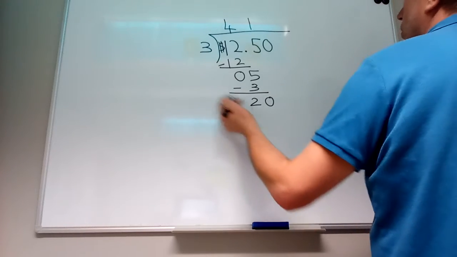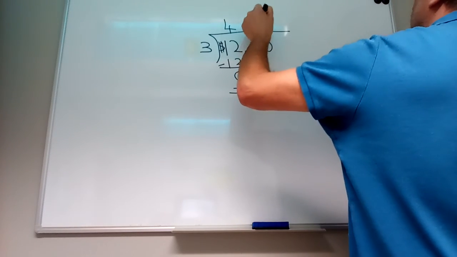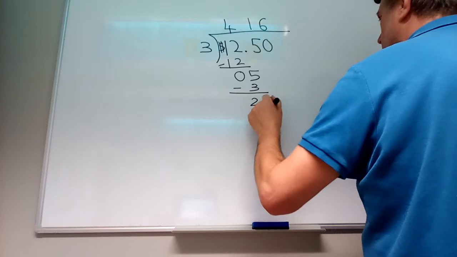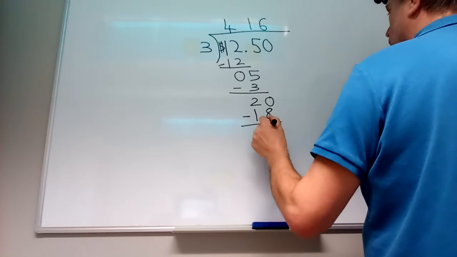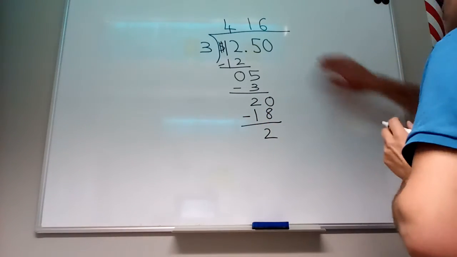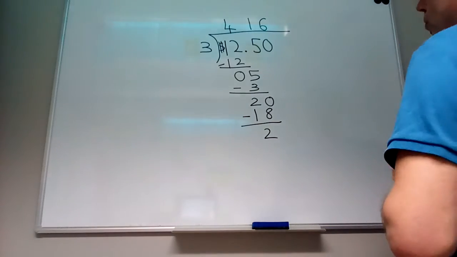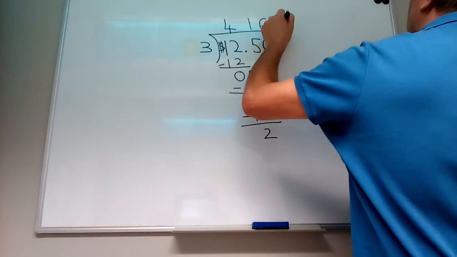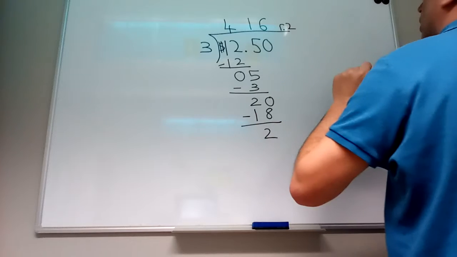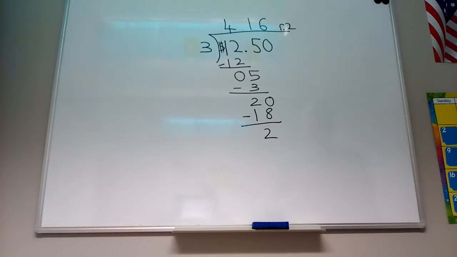7 times 3 is 21. So 6 is the most it would go. 6 times 3 is 18. Then we subtract, and we've got a 2. Now, there's nothing else to bring down, so that would be our remainder. Okay? That would be our remainder, would be 2.